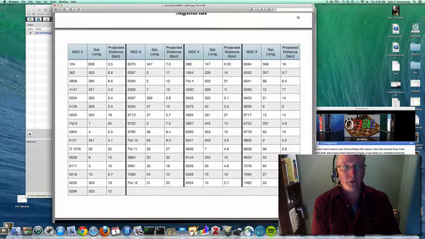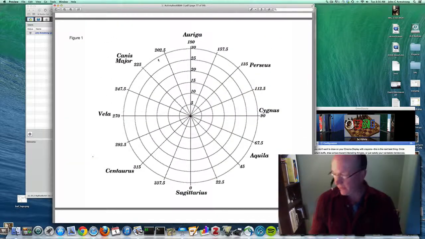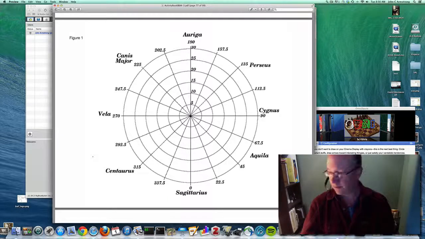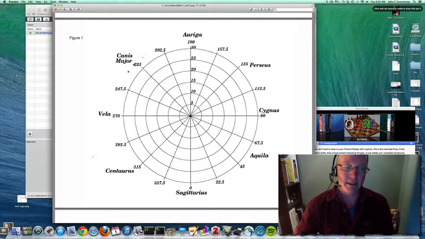So for our first one, I have a galactic longitude of 306 and a distance of 3.5. So I can go here to my graph and I can put on there, I said a galactic longitude of 306, so I go around the edge until I get to 306, and then it had a distance of 3.5, so that's going to be a little bit less than 5. So that's right about there.